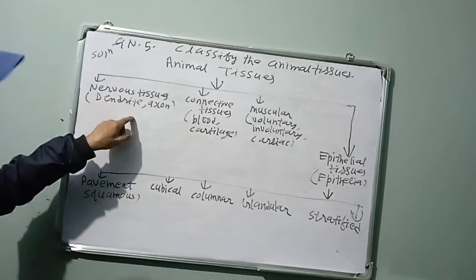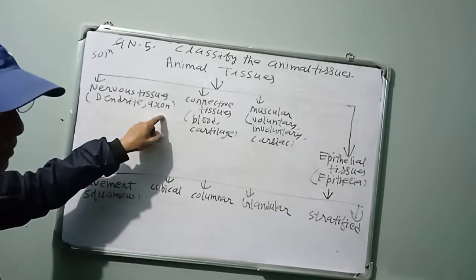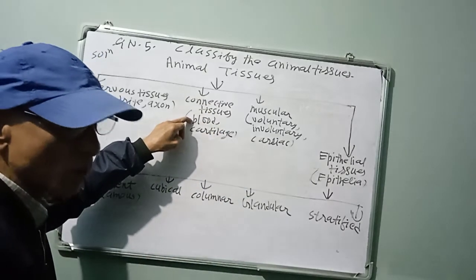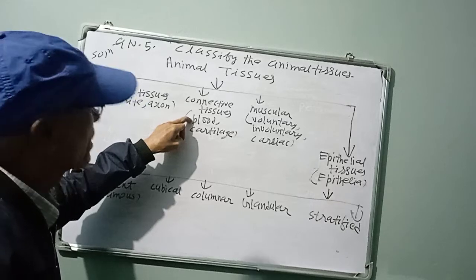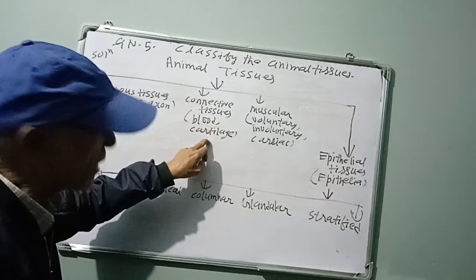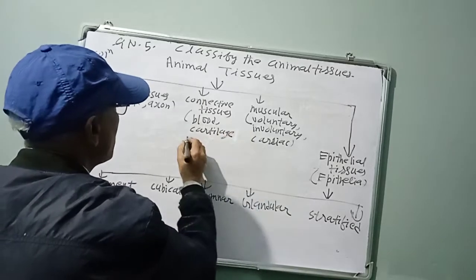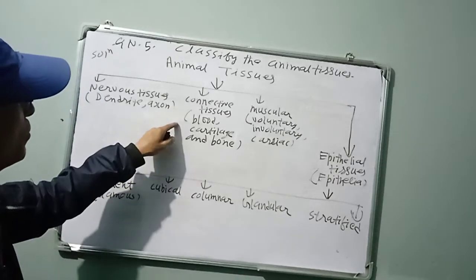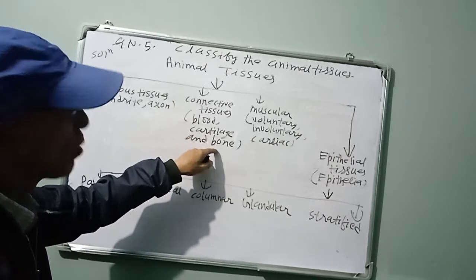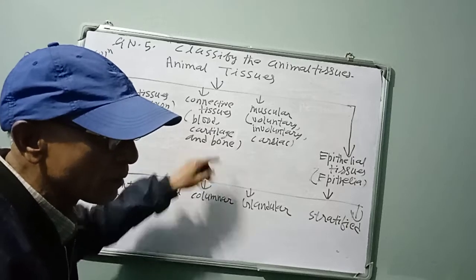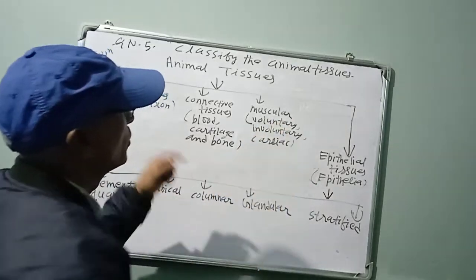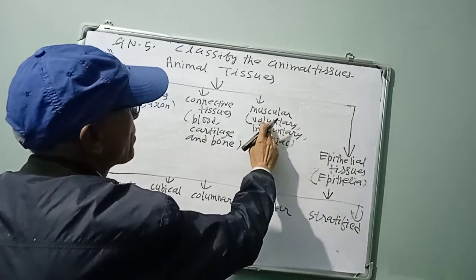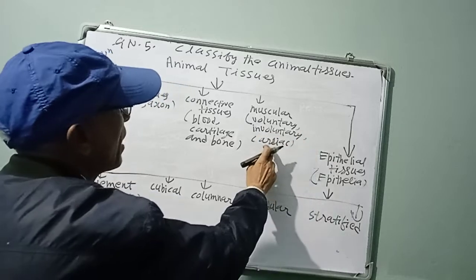Four types. Nervous tissue, mainly dendrite and axon. Connective tissue, to connect, to join: blood, RBC, WBC, and platelets. Cartilage and bone also connective tissue. Without blood and without bone and cartilage, our body is just like a heap of meat. Muscular tissue. Muscular means it is related to muscles, flesh. Three types: voluntary, involuntary, and cardiac.